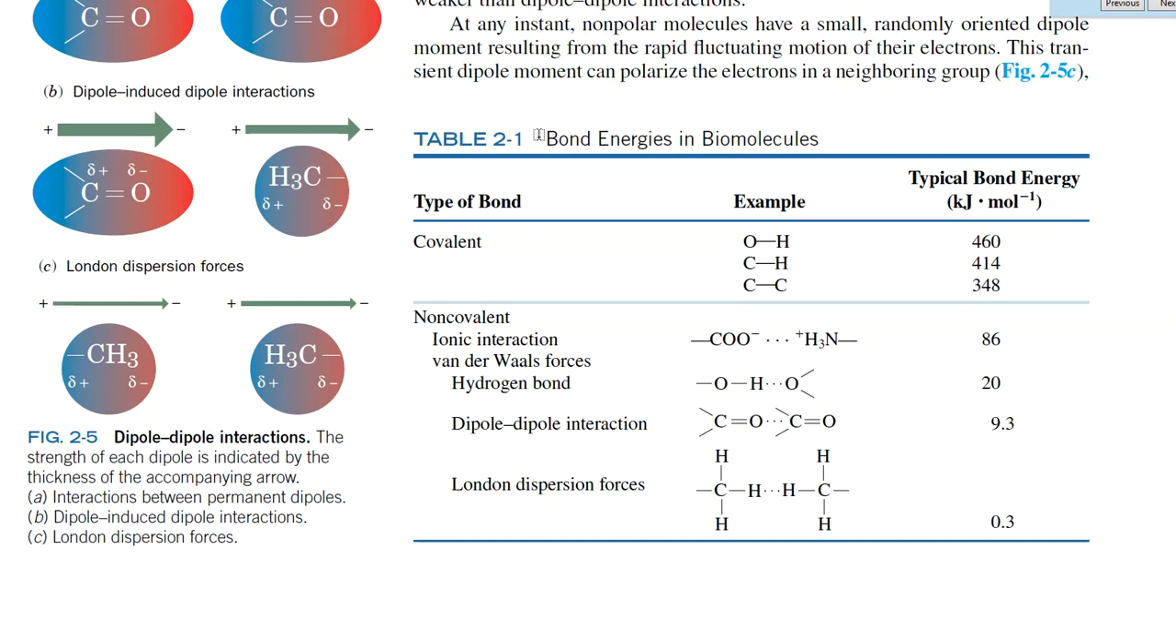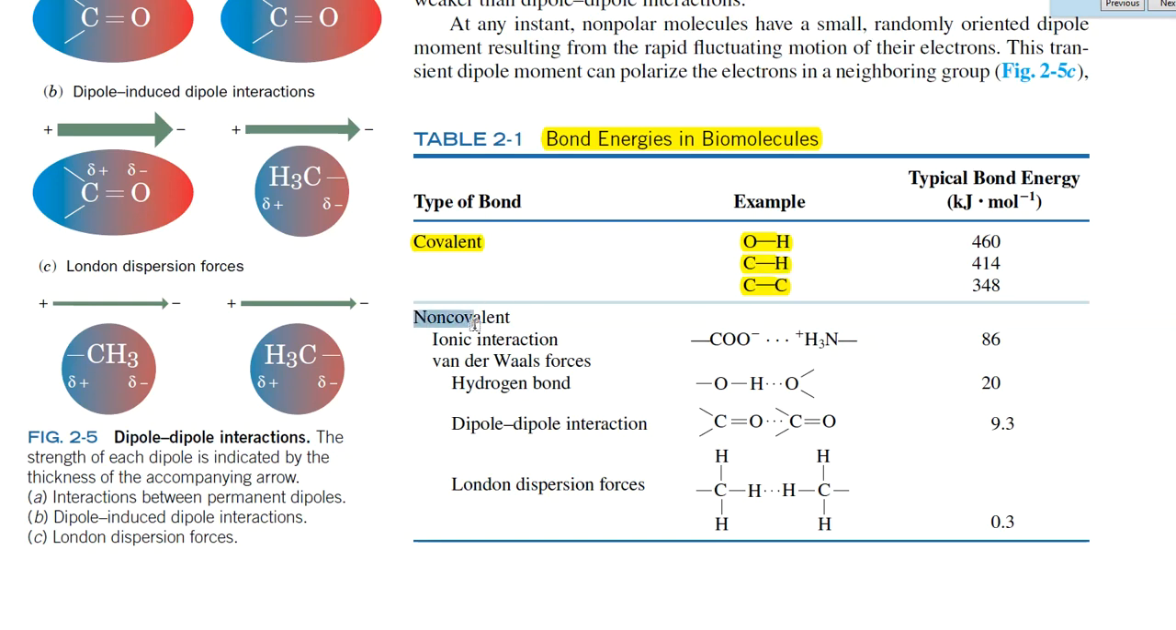Next, coming to bond energies in biomolecules. Covalent energy is the highest, among which OH is the highest. Then it is CH, then CC. So OH, oxygen hydrogen, is the highest energetic bond. It's very hard to break. Then it is CH, then CC.